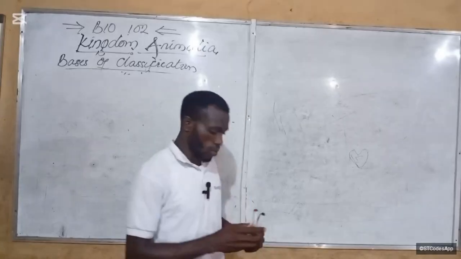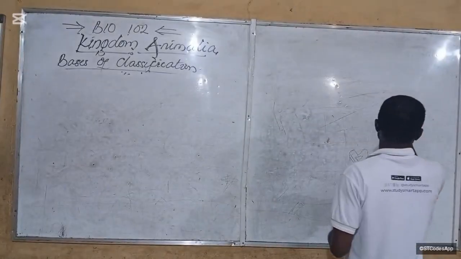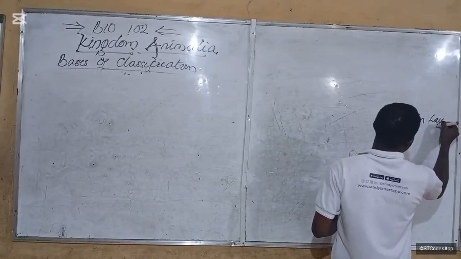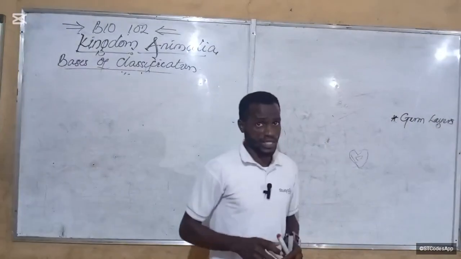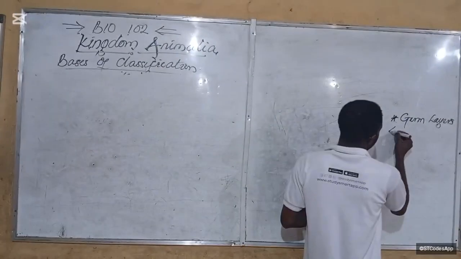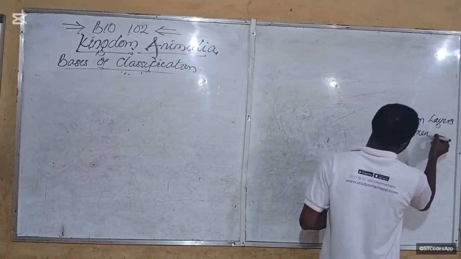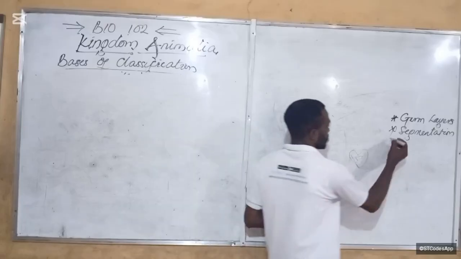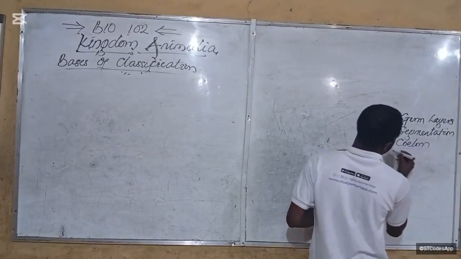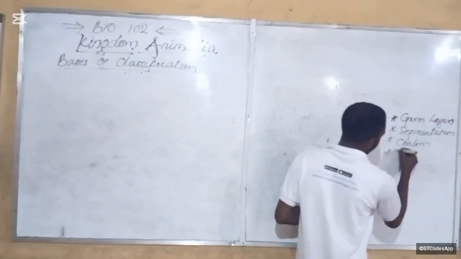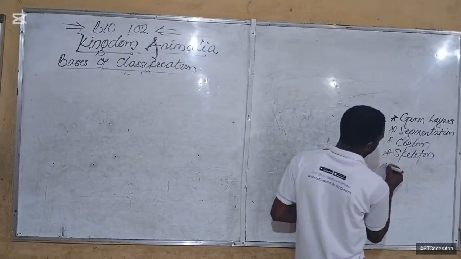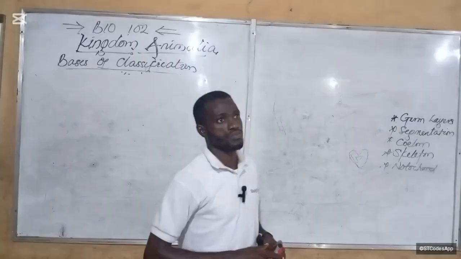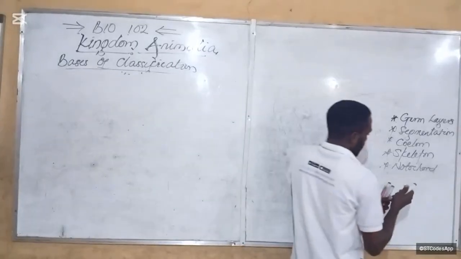Okay, let me list what we're going to be discussing as the basis of classification. We're going to talk about the germ layers as a basis of classification. We'll talk about segmentation as a basis of classification. We'll talk about possession of coelom. We'll talk about skeleton. We'll talk about notochord. We'll also talk about the kind of cleavage.